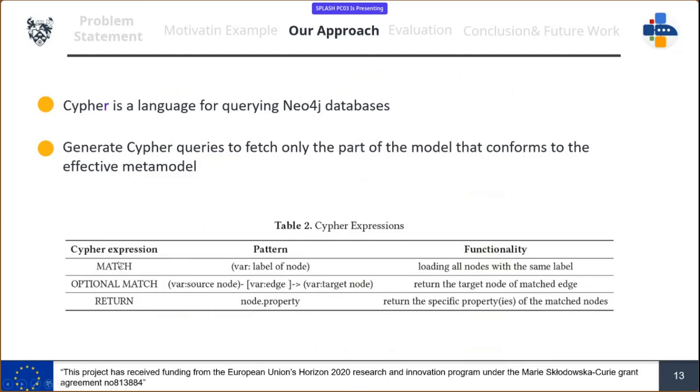Here, I mention some Cypher expressions. For example, the first one is MATCH. When we say MATCH X, where X is a label of a node, it means load all nodes with this specific label. Or, for example, when we say OPTIONAL MATCH in a Cypher expression, it's like defining a pattern to follow from the node. Here we can see there is a source node, then an edge and a target node, and with OPTIONAL MATCH, it returns the target node to us. And RETURN is just for the properties of the node.